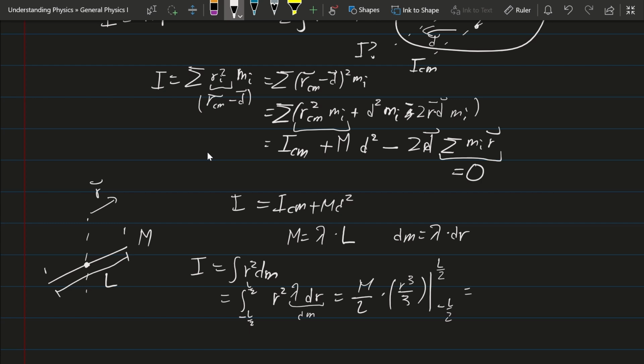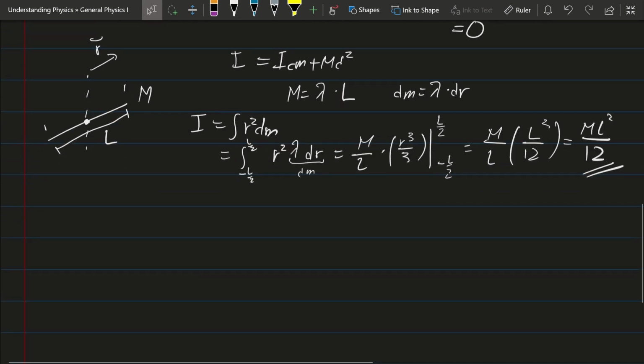And this value, if we actually try to solve this correctly, this will be L cubed over 24, but there's two of them, so that means it's L cubed over 12. So we would later obtain ML squared over 12. So that's the moment of inertia for a thin rod on its center.